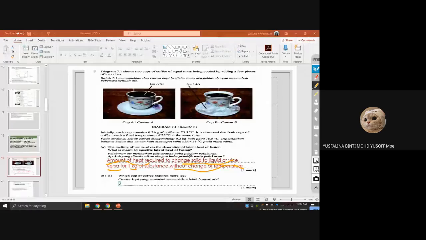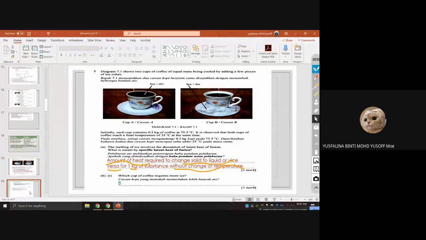For B1, which cup of coffee requires more ice? Of course it is the one where the ice is put outside the cup, not inside the cup. So the answer is D.